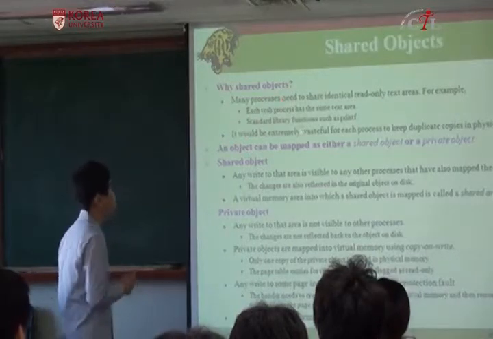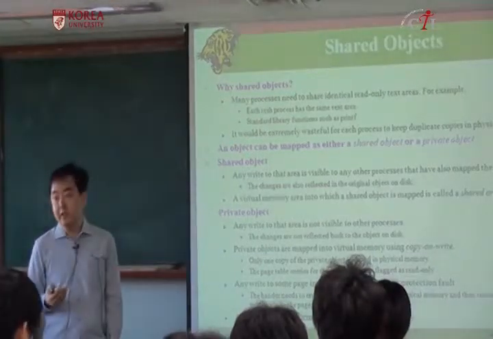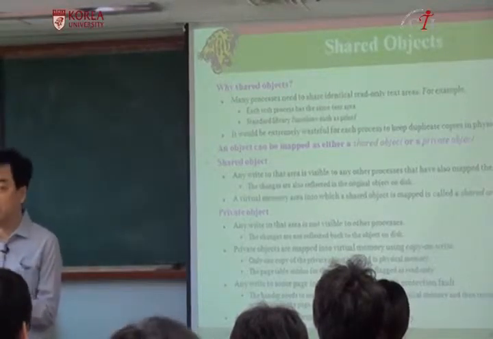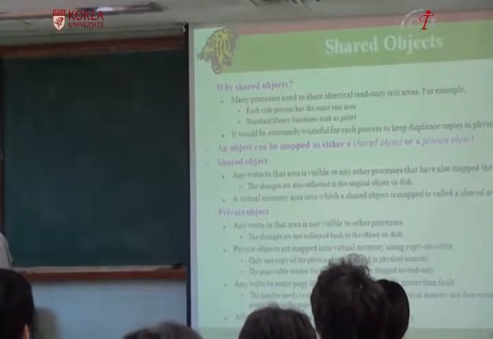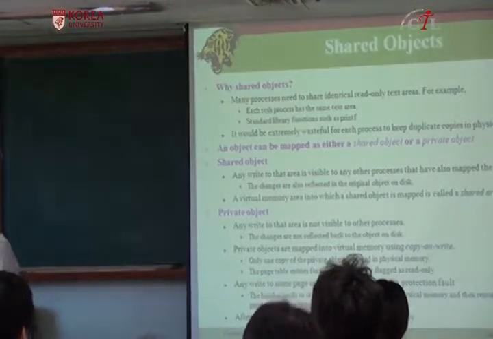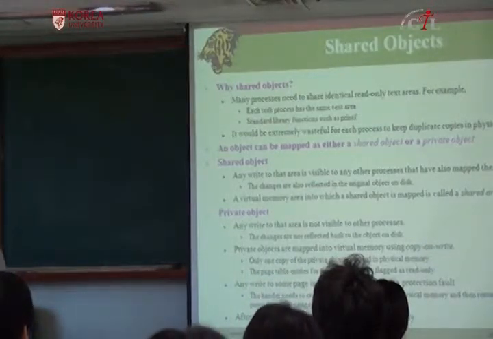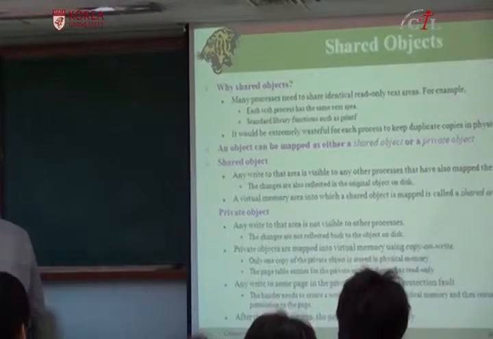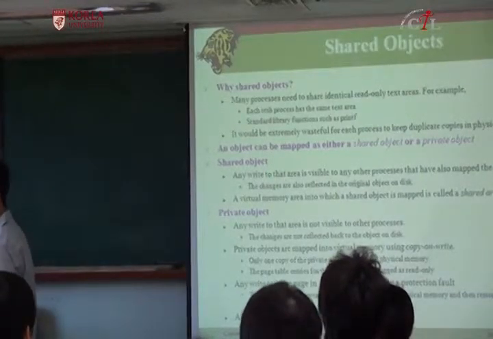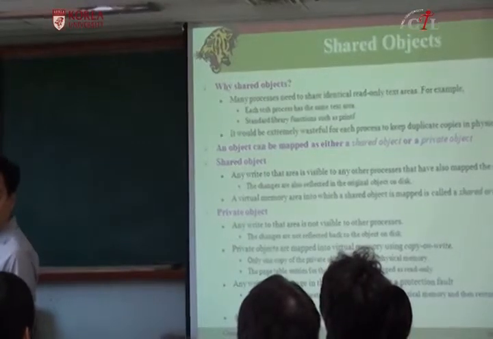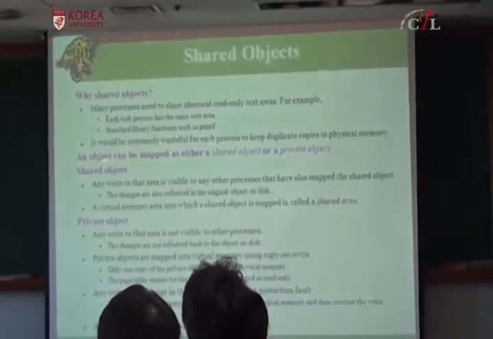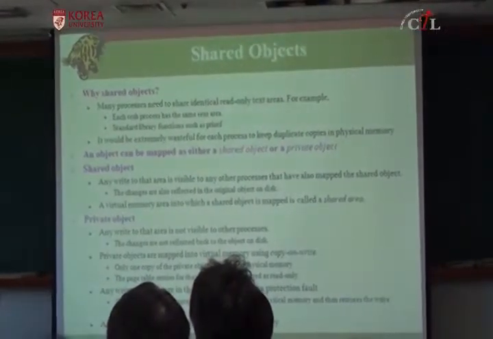So you want to share this object. If you don't share, every executable file has a separate copy of printf, which means the disk space will be wasted because you have a redundant copy of printf, scanf, and also in main memory you have a waste. Okay, and it's amplified because multiple processes can be created from a single executable file. Okay, and you don't want this duplication.